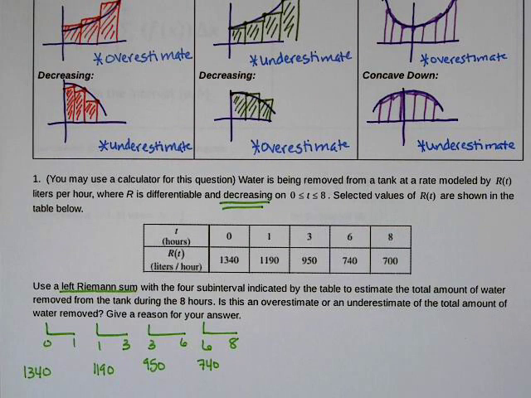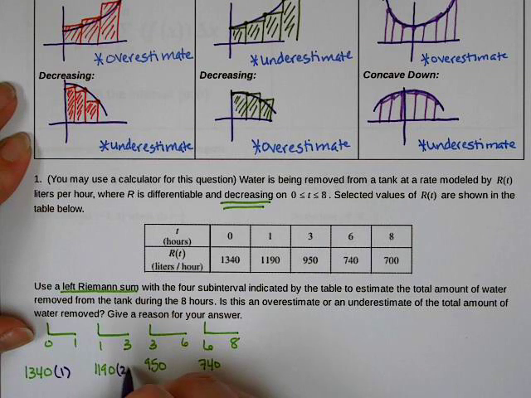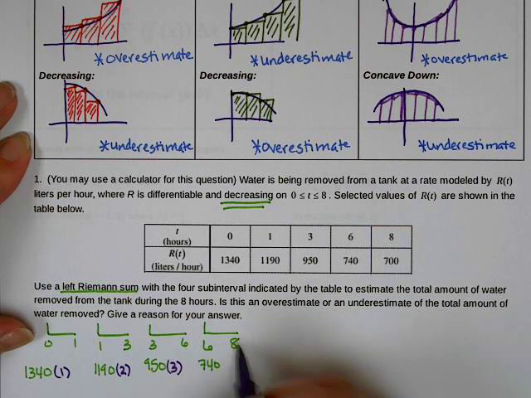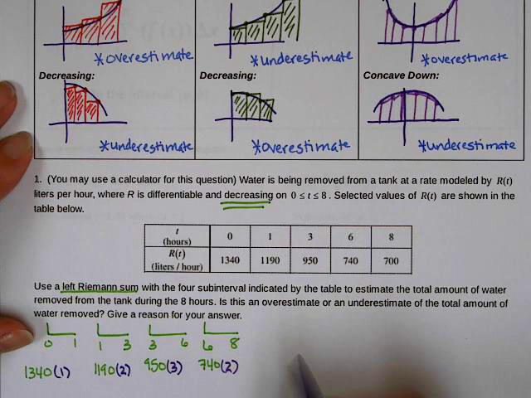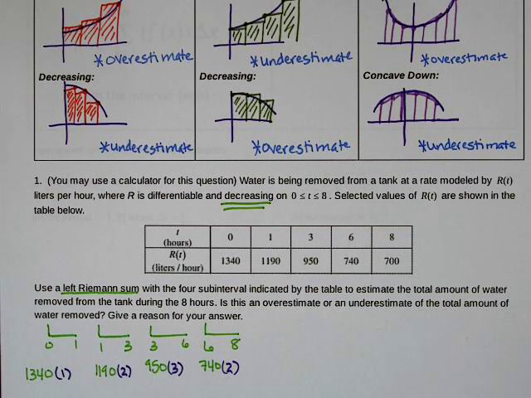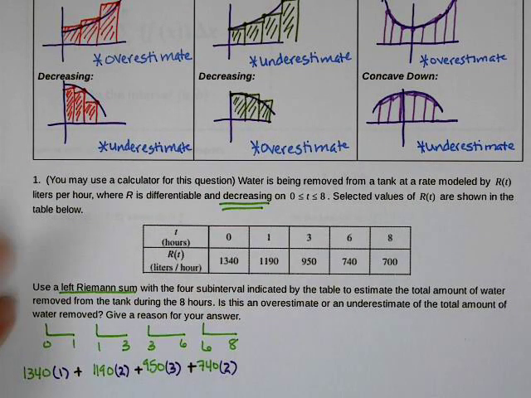And then I know I'm going to need the width of my interval. So from 0 to 1 I know is 1. From 1 to 3 is 2. From 3 to 6 is 3. And from 6 to 8 is 2. So everything I just wrote in purple is the width of the rectangles. The green is that left height, that left endpoint. And I know I need to add those quantities together in order to get my estimate.